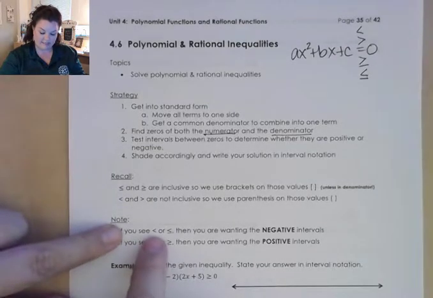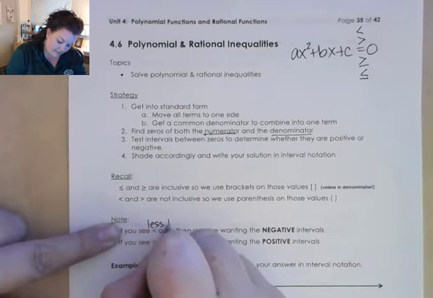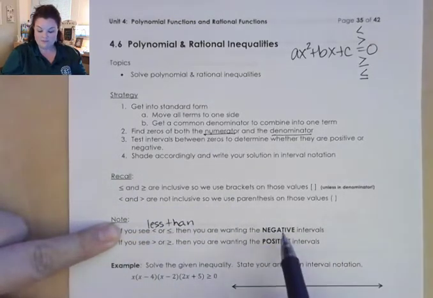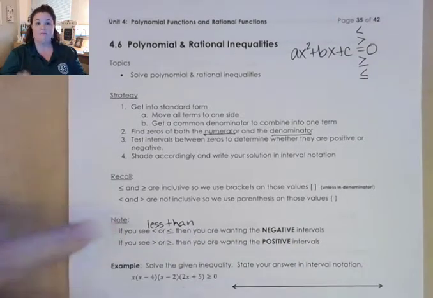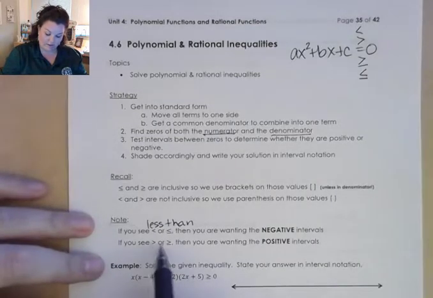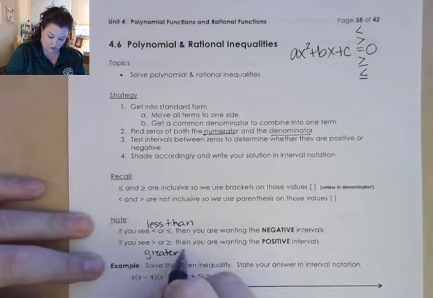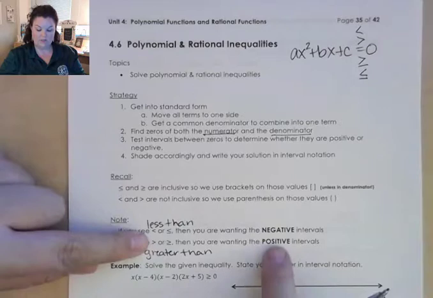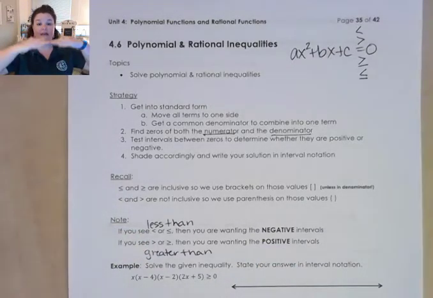So if we see a less than or equal to, okay, these are less than because we see the little point first. That means we want the negative intervals because we're asking where is it less than 0, meaning it's below the x-axis, right? If we're looking for a greater than or a greater than or equal to symbol, then we're looking for the positive intervals, or where the function is above the x-axis.